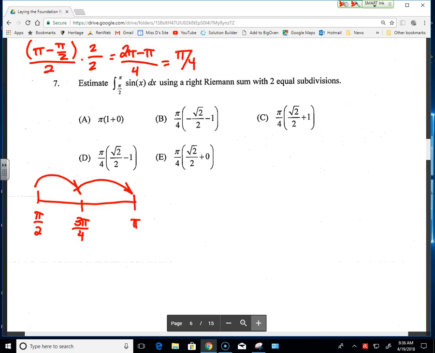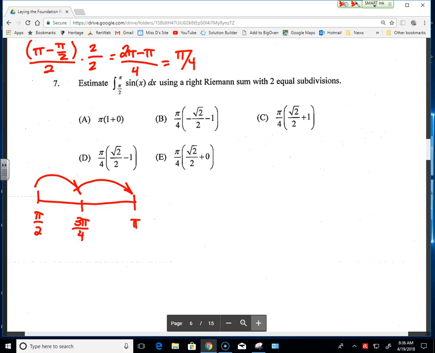B minus a all over, oh sorry, you're going by pi over 4s. So if you did do b minus a all over n, that's the length of each of the subintervals. So what's the distance between pi over 2 and 3 pi over 4? 1/4 pi. What's the distance between 3 pi over 4 and pi? 1/4 pi. The distance is pi over 4.